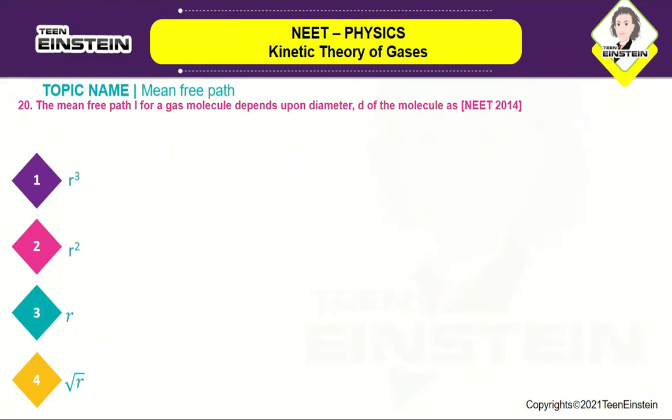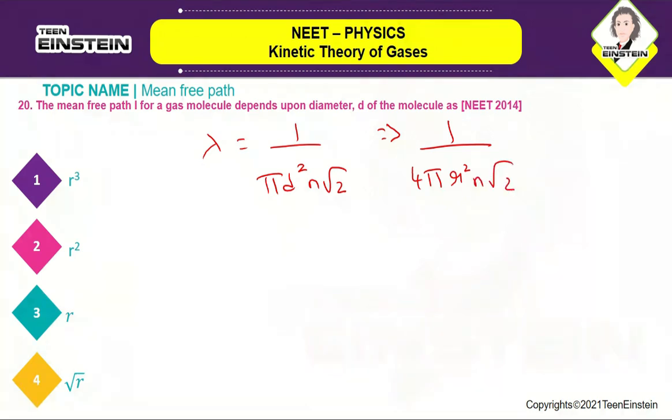The mean free path for a gas molecule depends upon radius r of the molecule as. So here again lambda is equal to 1 by pi d square n root 2. So this will become 1 by 4 pi r square n root 2. Okay, so you're taking d is equal to 2r. So if you put like that, then d square will become 4r square, and similarly here lambda is inversely proportional to the square of the radius.